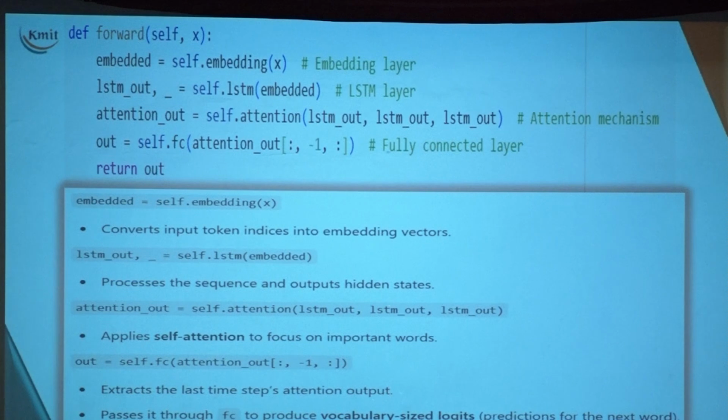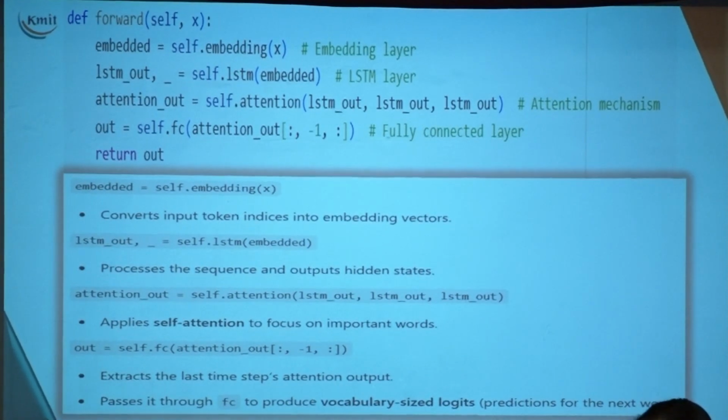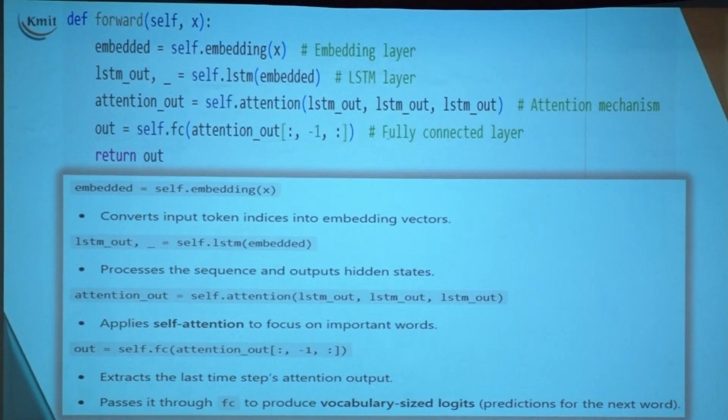Please try to recollect LSTM. It produces hidden states at every time step, but what is most crucial for us? The last one. So that we are taking here and giving it to the fully connected layer to predict our output. The last hidden state will actually be taken to predict our output. Yes or no? So the same thing I am doing here, and I am trying to return my output. It extracts the last time step's attention output and passes it through the fully connected layer to produce your prediction for your next word, which is a logit.